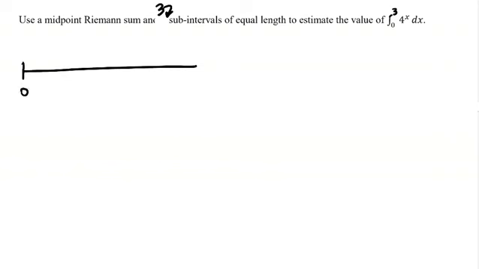There's 0. Here's 3. And we've got 3 subintervals, so it shouldn't be too hard to figure out what they're going to be. It's not always that easy. We're going to use a midpoint Riemann sum. So our actual spots that we're going to evaluate are going to be at 1/2, 1.5, and 2.5.